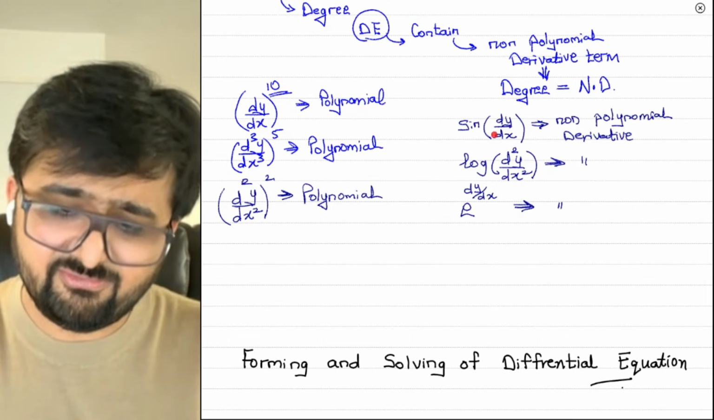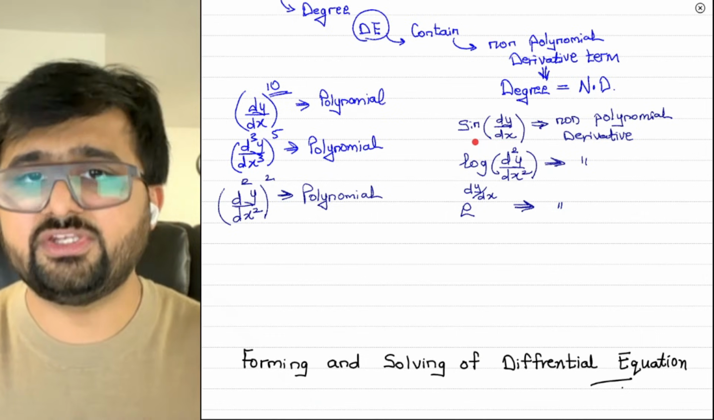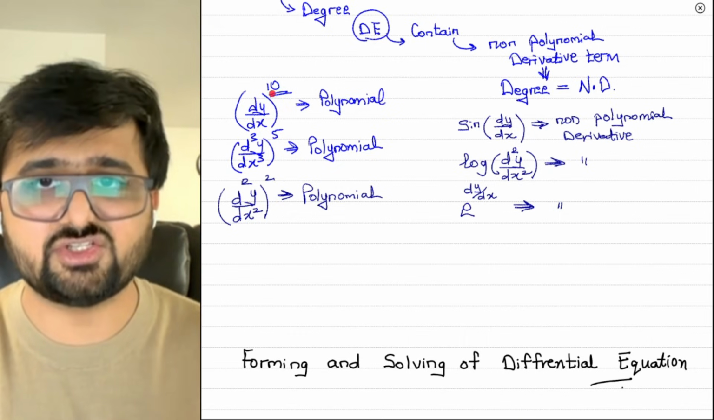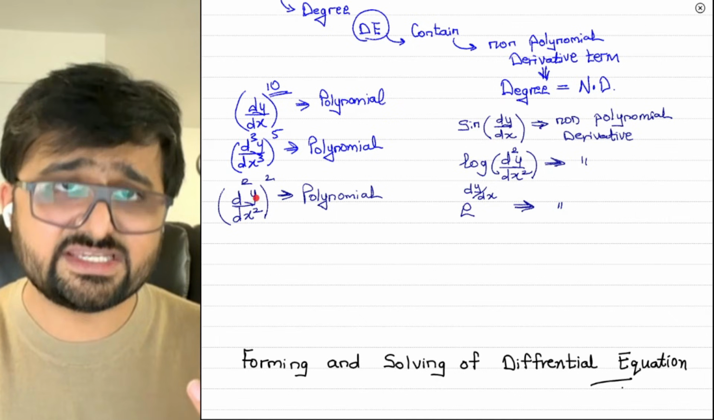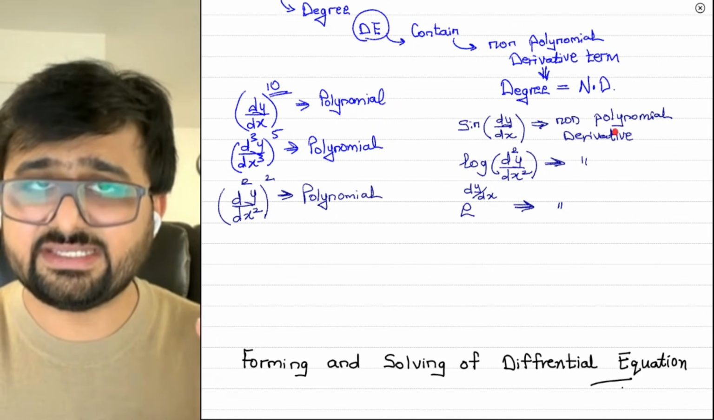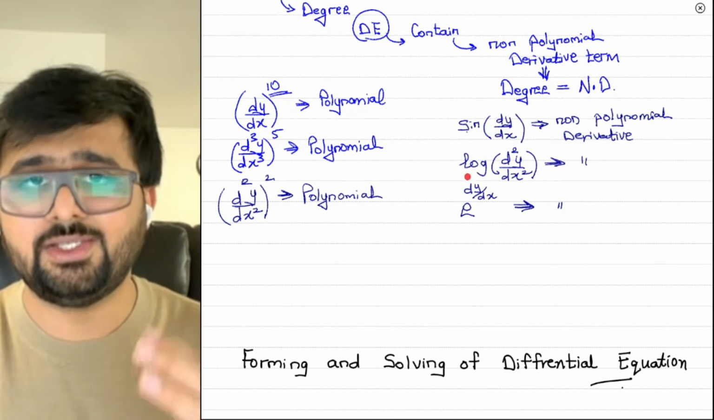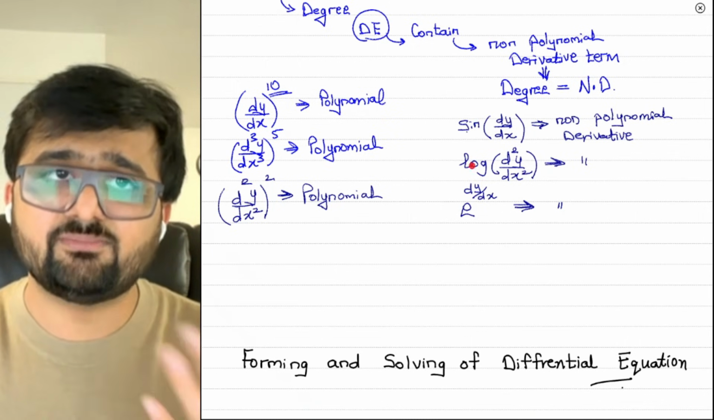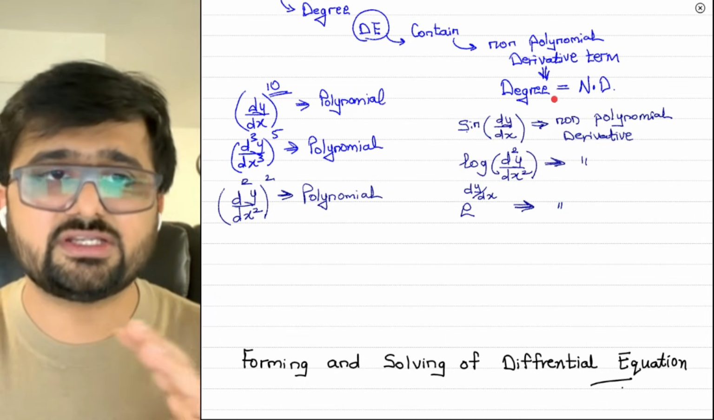Whenever a differential equation contains terms which are polynomial, which is basically just the power, like (dy/dx) to the power 10, power 2, power 1, and so on, in such cases the degree is defined. But whenever a differential equation contains non-polynomial derivative terms like sine, cos, tan, log, e to the power, and so on, if it is anything other than polynomial, the degree of such a differential equation is not defined.